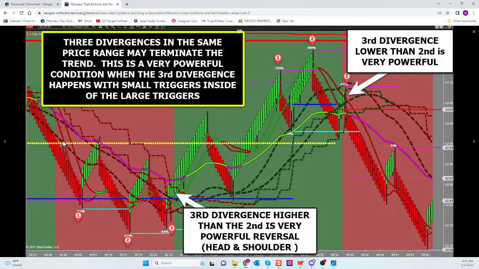This becomes even more powerful when the small triggers work their way inside of the large. You'll notice that we go from odds favorable to anything can happen. So we're adding weight to those 3 divergences, and it becomes even more powerful still when that third pivot, that final loss of momentum, is higher than the low from a low, or lower than the high from a high. Because now we have a head and shoulders pattern. We have a situation where not only could price not reach the previous pivot, we also have a loss of momentum, and we also have anything can happen triggers.